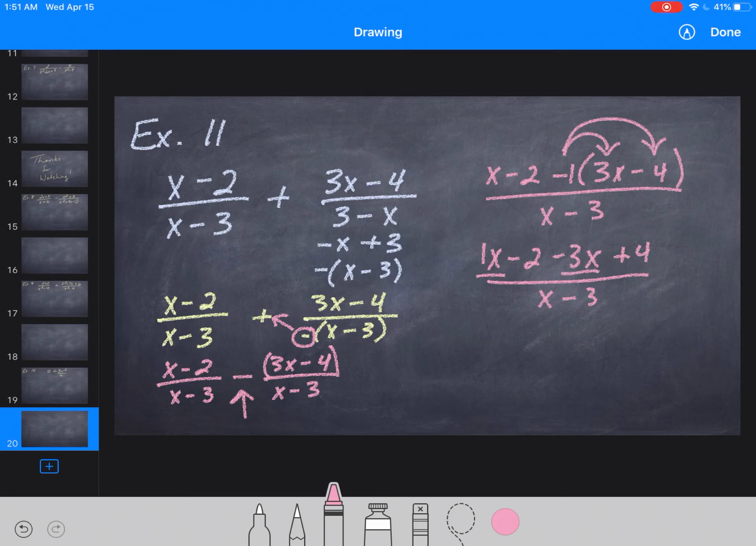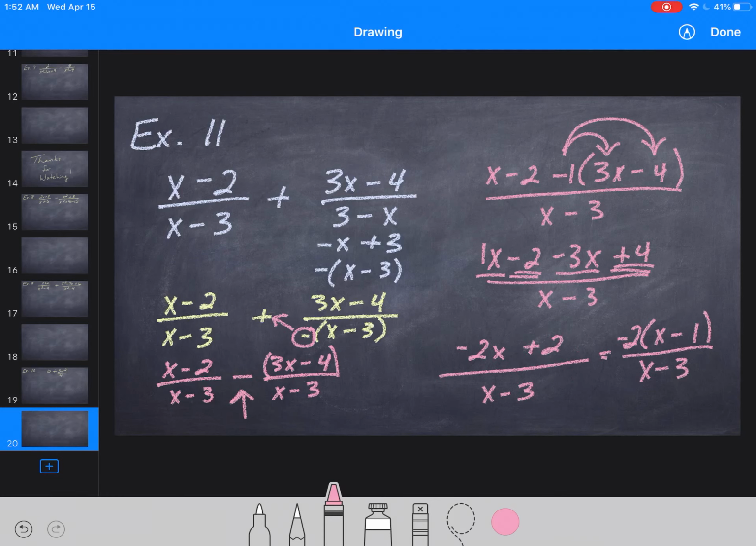Then I could go ahead and combine like terms. I have a positive 1x and a negative 3x. 1 minus 3 gives me a negative 2x. Then I would have a negative 2 and a positive 4. So negative 2 plus 4 gives me a positive 2 all over x minus 3. I could then try to factor out my negative 2. I would have negative 2 parentheses x minus 1 close parentheses all over x minus 3. I would notice that there's nothing that cancels. I would write my answer as the fraction with the simplified numerator.